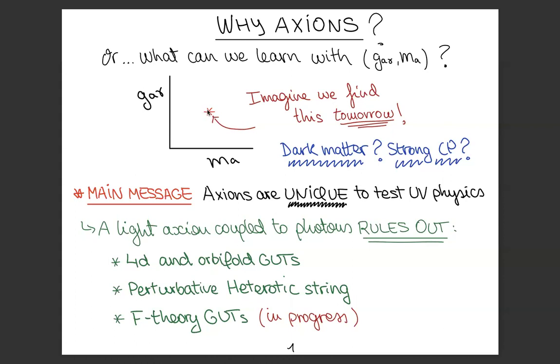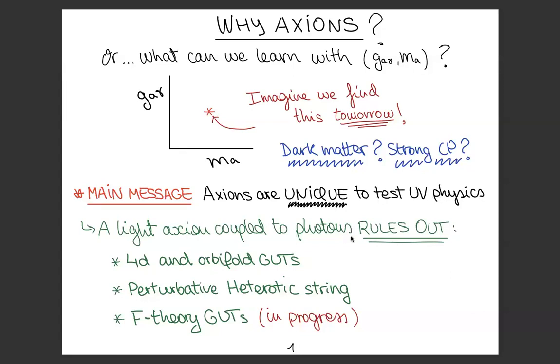We imagine we find a point in this parameter space in one of the many existing experiments. And then the question is, what can we learn? Of course, you can start asking the usual and very interesting questions like, is this dark matter, or does it solve the strong CP problem? That means, is this the QCD axion? So by the end of the talk, I want to convince you that axions are, in addition, unique messengers to provide information about the UV limit of the standard model.